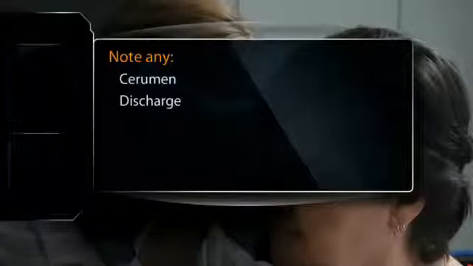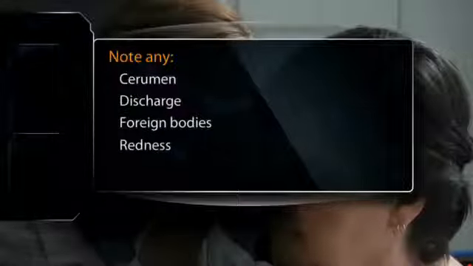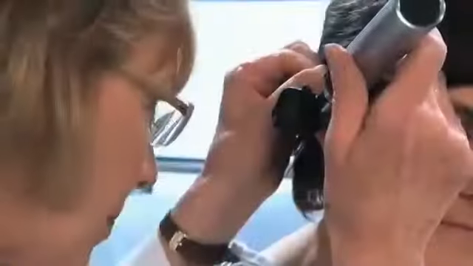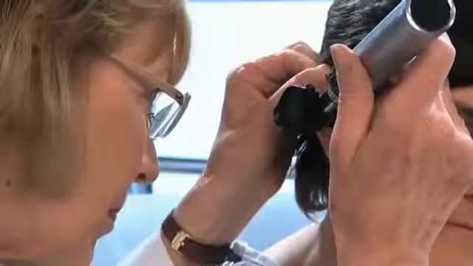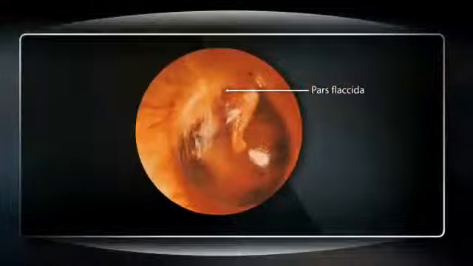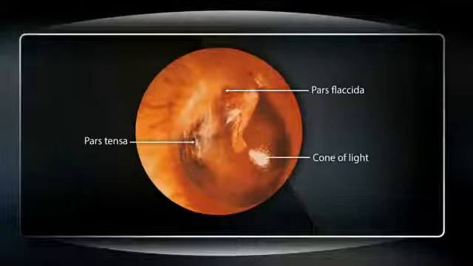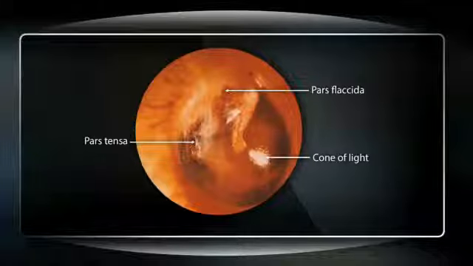Also, observe for any discharge, foreign bodies, redness of the skin, or swelling. Maneuver the speculum until you can see as much of the eardrum as possible, including the pars flaccida, if possible, and the margins of the pars tensa. Note the color and contour of the eardrum with its distinct cone of light. Normally, the drum is pearly gray.